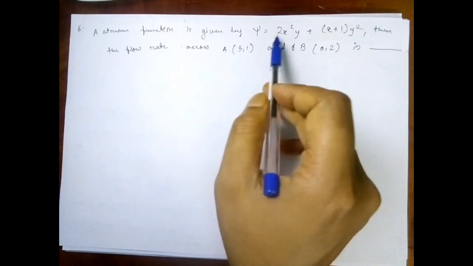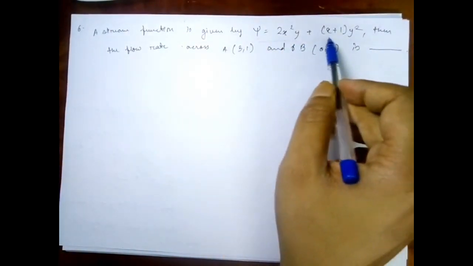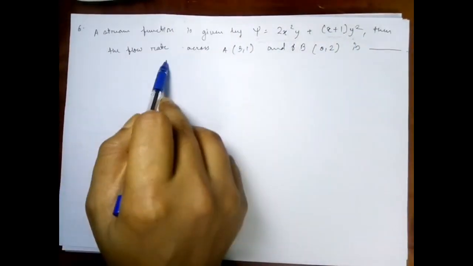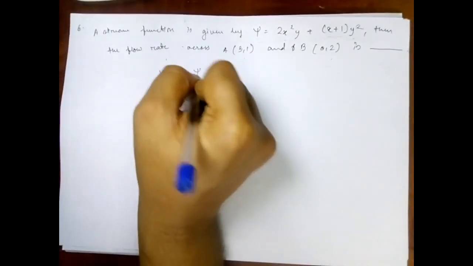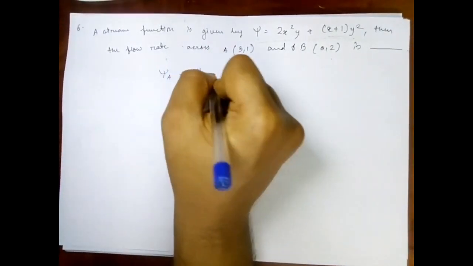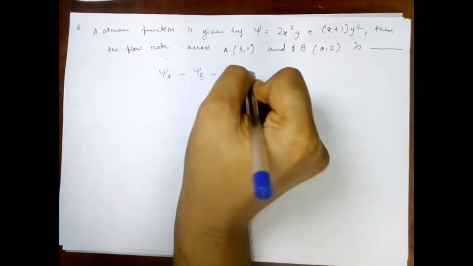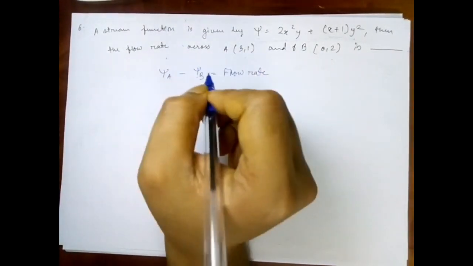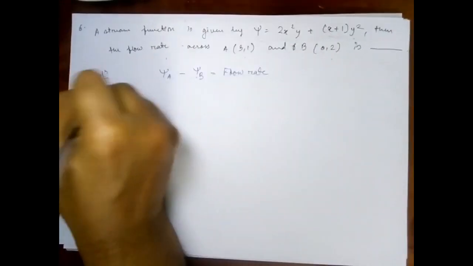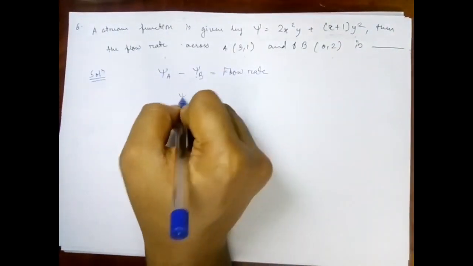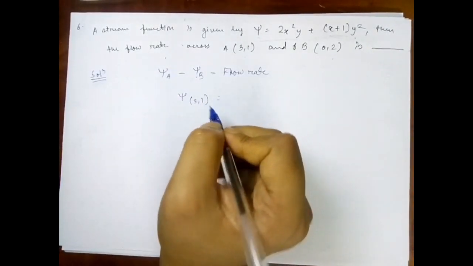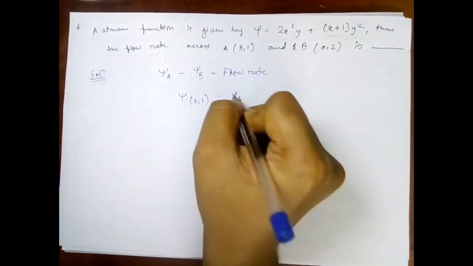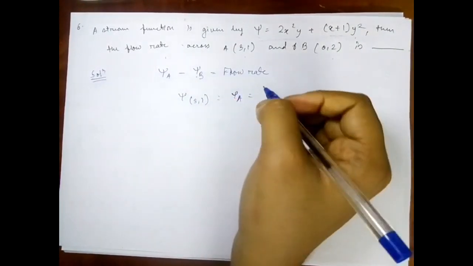So a stream function is given by psi equal to 2x square y plus x plus 1 y square. Then the flow rate across A and B is, so we know that psi A minus psi B is the flow rate. So psi is at 3, 1 because A is at 3, 1, that is equal to psi A basically.